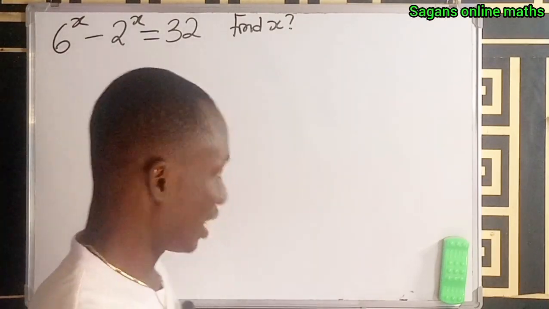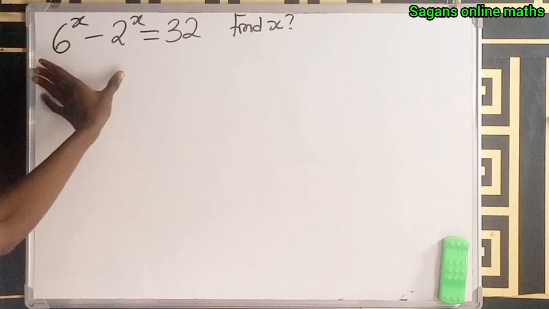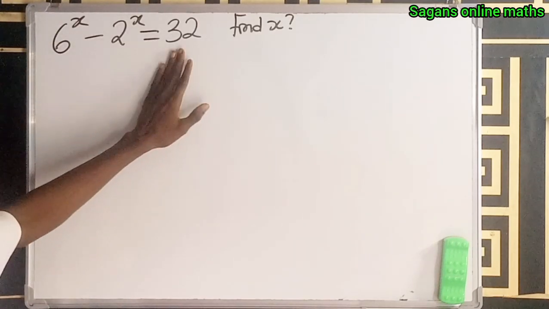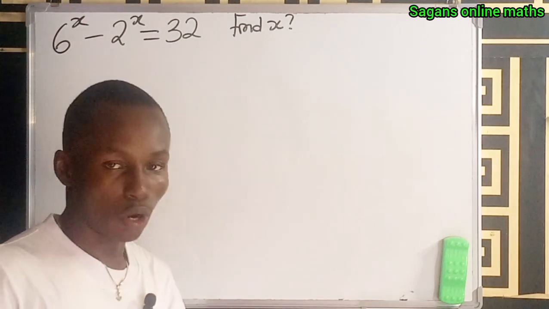Let's solve this question together. Now look at what you are given. We are given that 6 to the power of x minus 2 to the power of x equals 32. We are asked to look for the value of x.